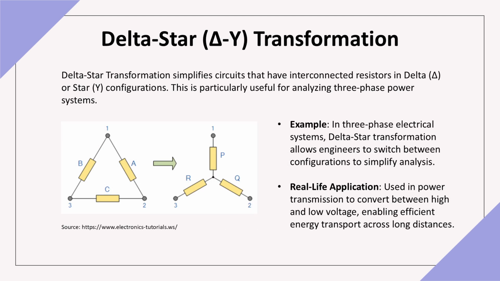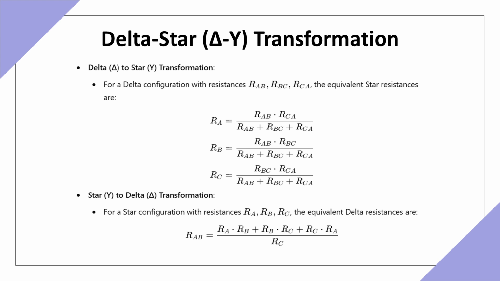Now, let's explore a crucial circuit transformation technique, the delta-star or delta-Y transformation. Looking at the diagram, we can see 2 equivalent configurations: the delta, shaped like a triangle, and the star, shaped like a Y. In the delta configuration, 3 resistors connect between 3 nodes forming a triangle. In the star configuration, 3 resistors share a common central node, creating a Y shape. The fascinating part is that these configurations can be mathematically converted from one to another using specific formulas.